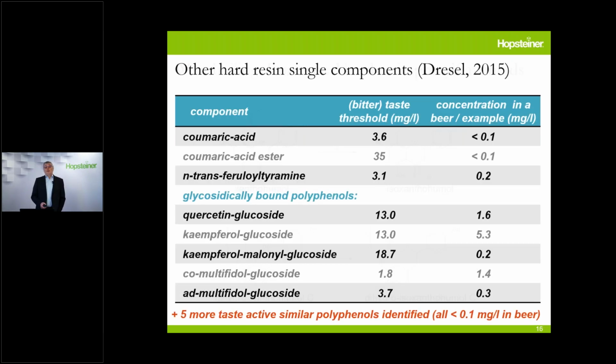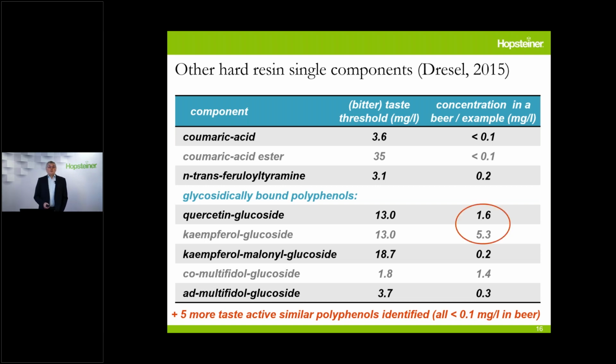So far to the prenylflavonoids, but there are some more hard resin single components as determined by Dresel: coumaric acid and the ester, and a very interesting group, the glycosidically bound polyphenols: quercetin glucoside, kaempferol glucoside, the kaempferol malonyl glucoside, and the cohumulinone and adhumulinone glucoside. And 5 more taste-active similar polyphenols were identified. They all show again concentrations lower than 0.1 milligram per liter in beer.